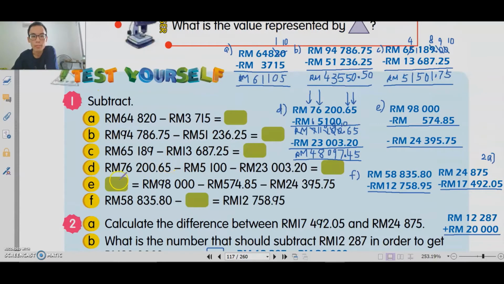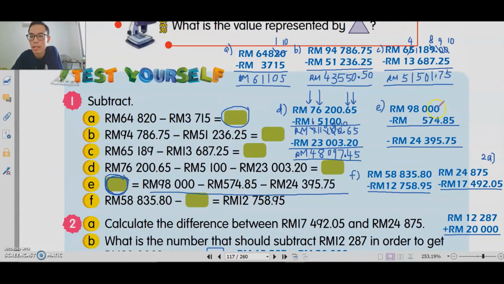Question E here, the answer here is putting on the left. Okay, it doesn't matter whether the answer the question is looking for is on your right or on the left. You still have to minus and then you get the answer. So it's still 98,000 minus 2 times. Okay, 98,000 minus 574 ringgit 85 cents.